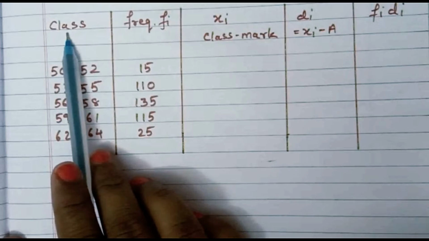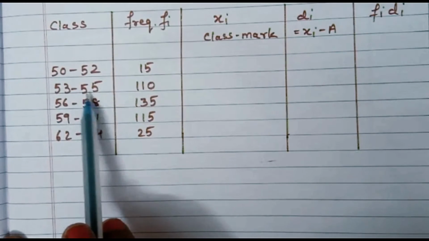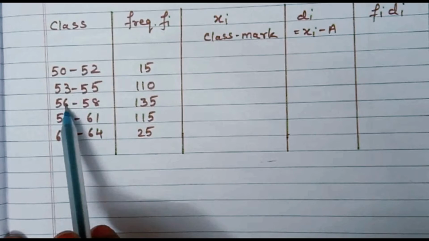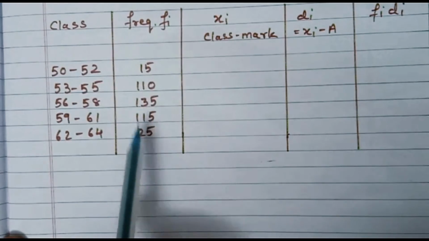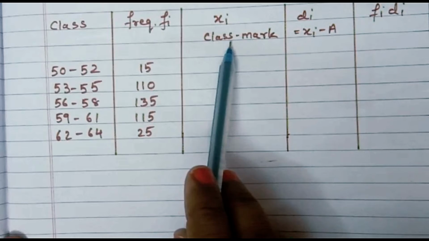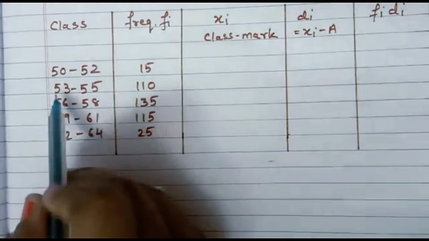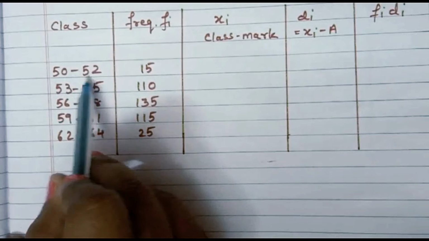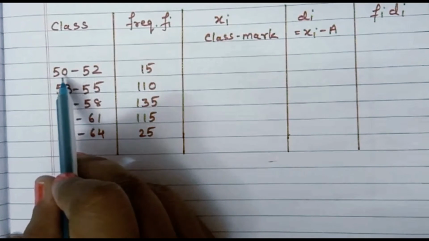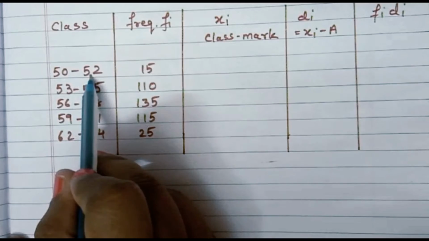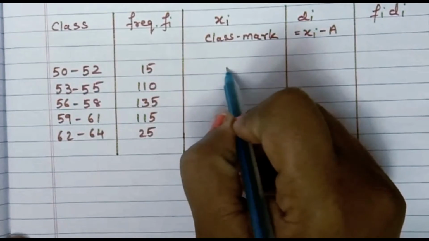So students, you can see classes over here 50 to 52, 53 to 55. These are all non-continuous classes. Frequency fi is also large, right? So we will obtain the third column of xi, which is actually the class mark, the mid value of the lower limit and the upper limit of the given class. So 50 plus 52 is 102 upon 2. So the class mark of this first class will be 51.